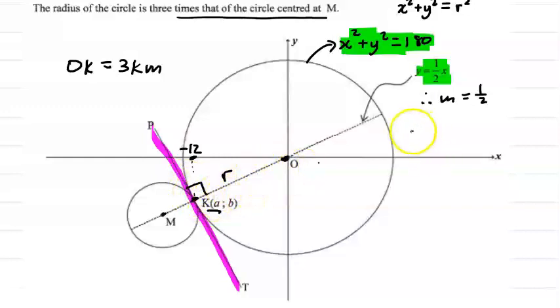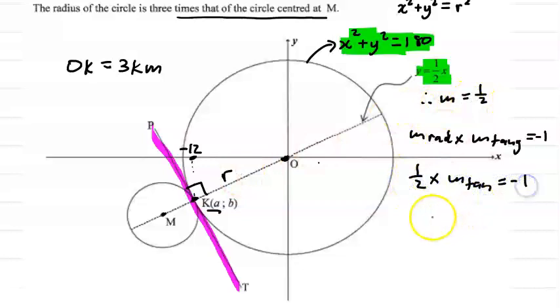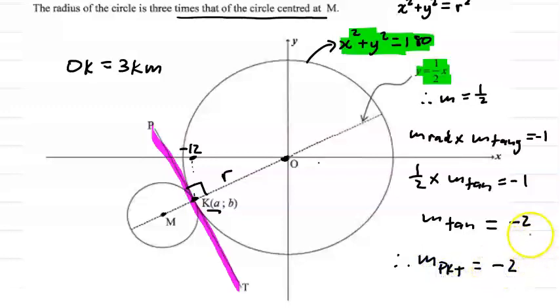So what does that mean? It means that the gradient of the radius times the gradient of the tangent equals minus 1. The gradient of the radius we already got to be half, so half times the gradient of the tangent equals minus 1. Therefore, the gradient of the tangent equals minus 1 divided by half, which is minus 2. So we can conclude that the gradient of PKT is equal to negative 2.